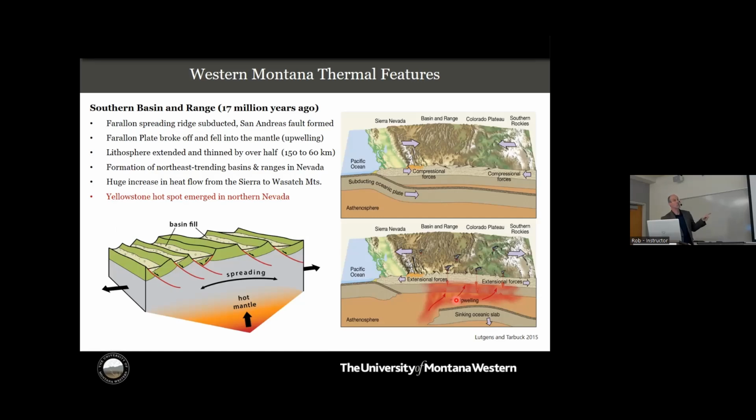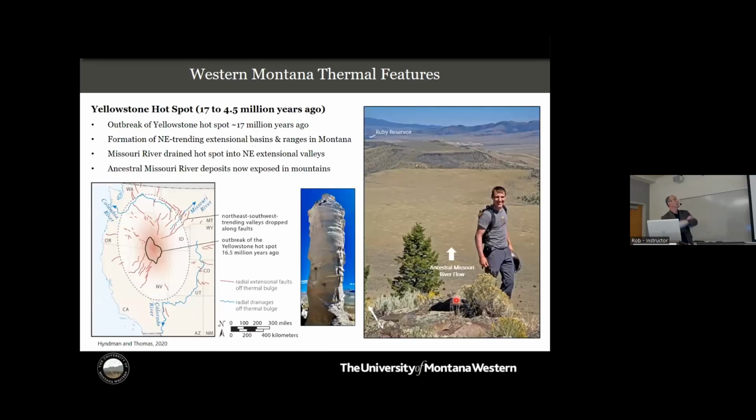Okay. Now, to the north, things are a little different. Yellowstone emerged in northern Nevada at the same time. There it is. So at the three corners between Nevada, Oregon, and Idaho, 17 million years ago, a hotspot emerged through the continent of North America, which was moving to the southwest over it at a rate of about a couple of centimeters per year, about the rate at which your toenails grow.